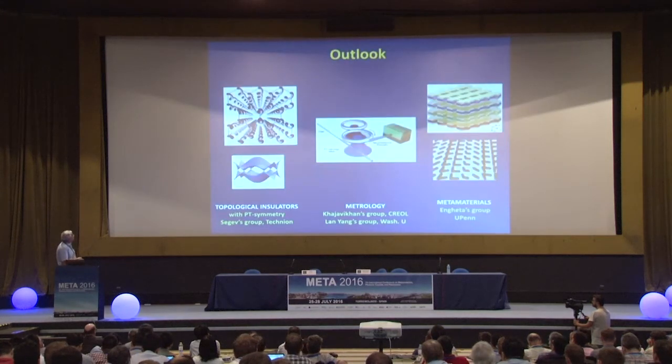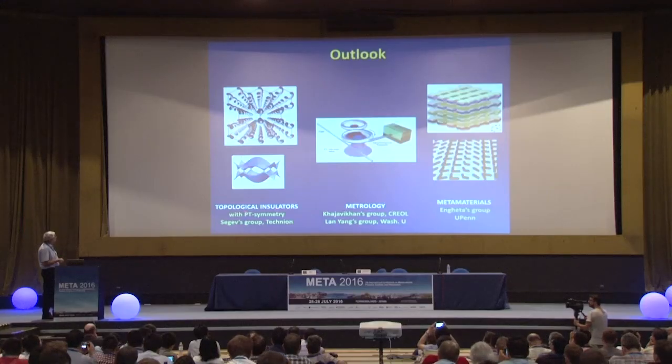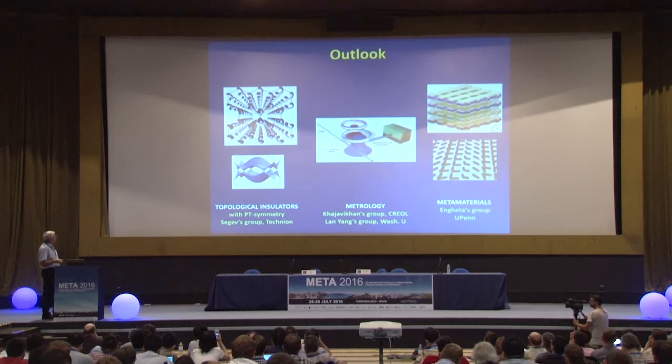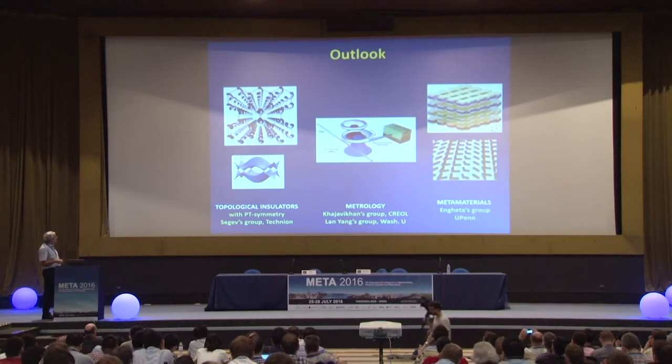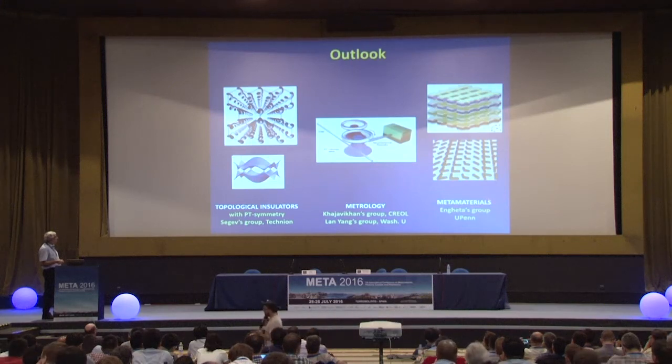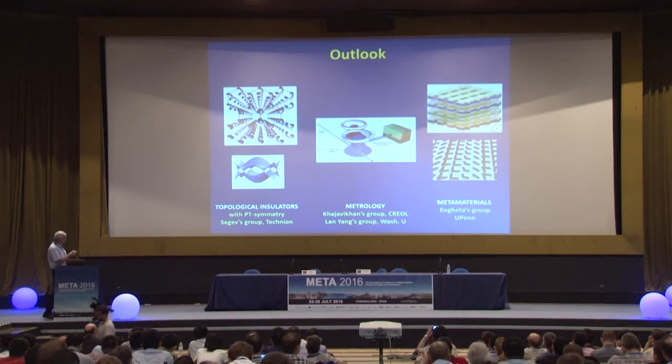So what is the outlook? How can you use non-Hermiticity, say PT symmetry? There is quite a bit of effort these days to introduce non-Hermiticity in topological insulators. This is work done these days by Segev's group at Technion. There's quite a bit in metrology, from Hodaei's group and Lan Yang's group, on how you use non-Hermiticity, especially at exceptional points, to enhance sensitivities. Metamaterials, and several groups are involved in this effort, including Genevet's group.